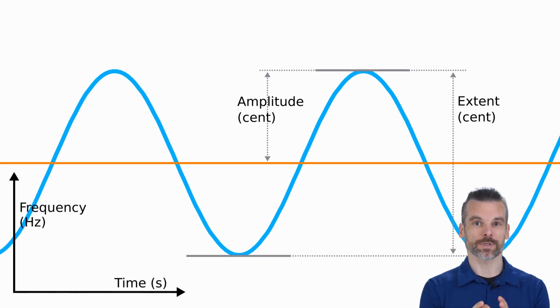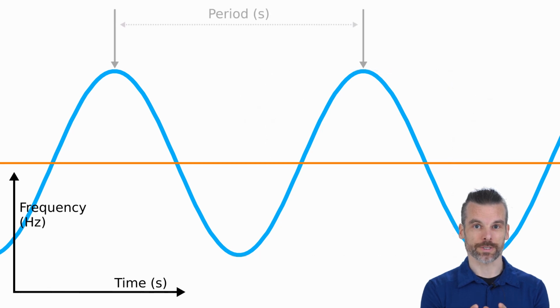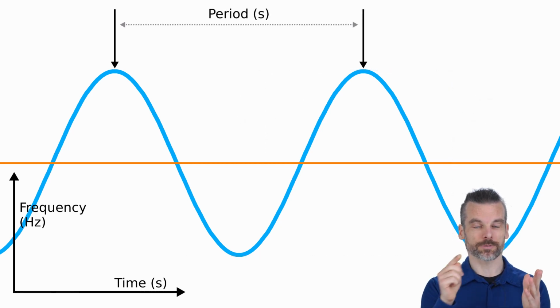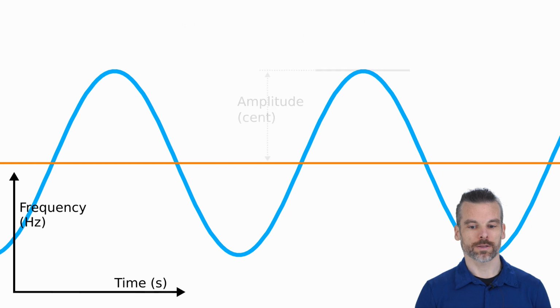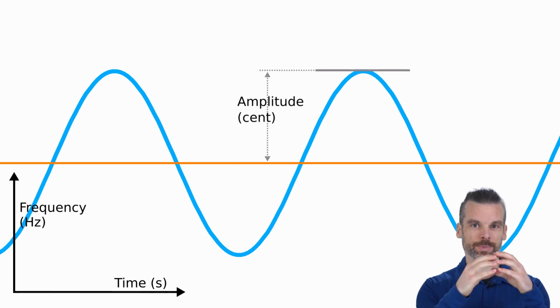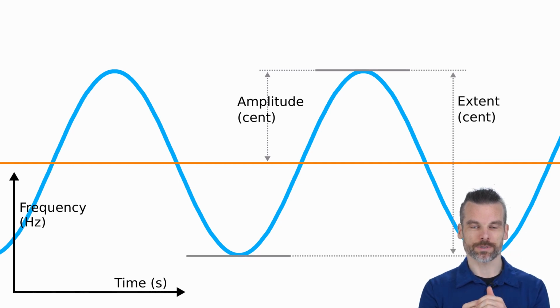So we have defined a few words now here. One is the period, which is the time it takes until the signal repeats. Then we have the frequency, which is the inverse of the period. So if the period is a fifth of a second, then the frequency would be 5 cycles per second, or 5 hertz. Then we have the rate, which is the same as the frequency in this context. Then we have the amplitude, which is the distance between a peak and the center, or the average. And we have the extent, which is the difference between a positive peak and a negative peak.